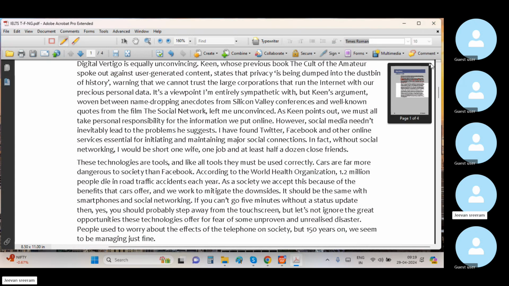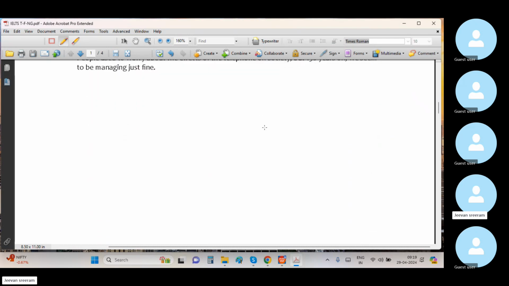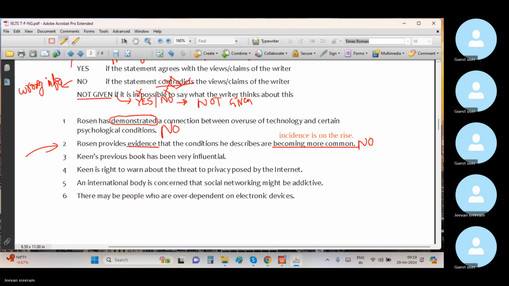Okay. So the author has not agreed with Rosen at all. Clear? This is no. You can't say not given. It is given. On this topic, there is a clear discussion. Is it clear, buddy? Right. You can't say not given. It's no. This is wrong information, because the author mentioned Rosen failed to convince, but the statement says Rosen provides evidence. No. Next one.